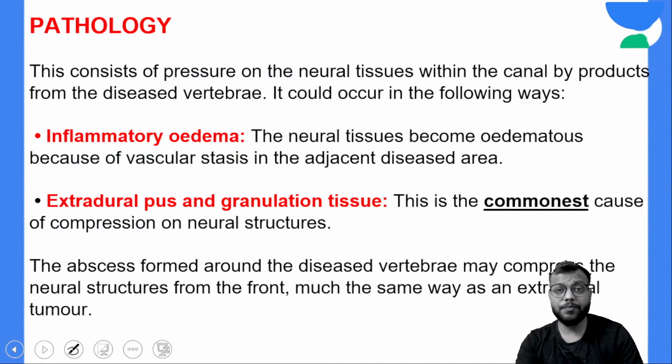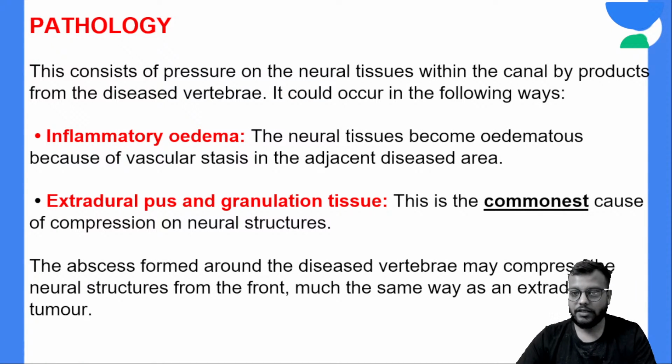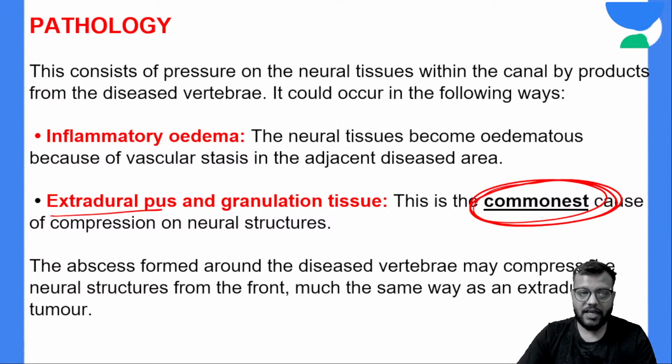Okay, so pathology: why will there be symptoms? Because obviously there will be a lesion due to tuberculosis of the spine, and this lesion will lead to compression of the spinal cord or the nerve root. The most common cause of the compression is frank pus, that is the extradural pus, and the granulation tissue which is formed. Other causes can be the inflammatory edema due to the cytokine storm etc.